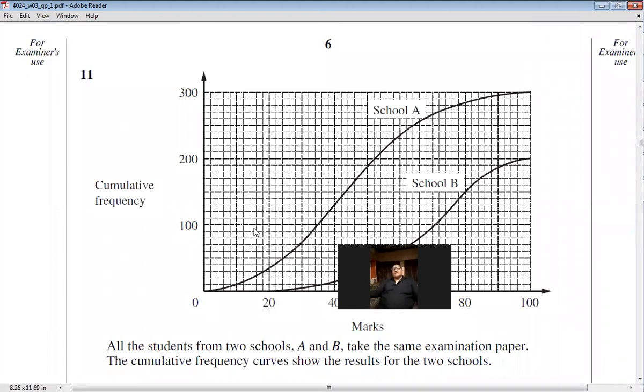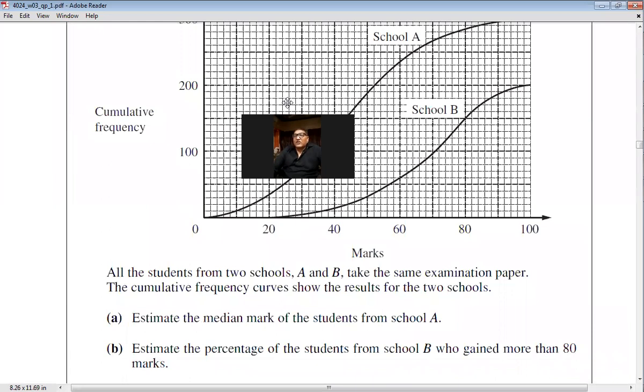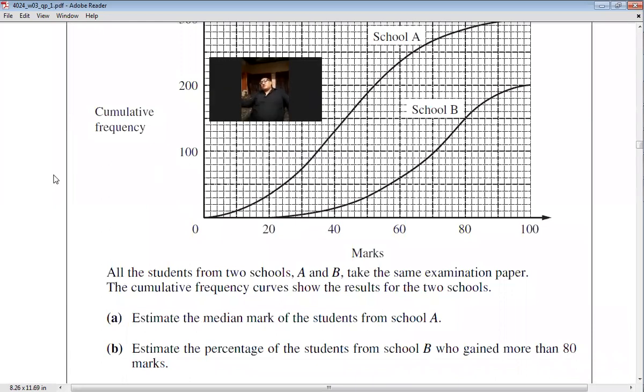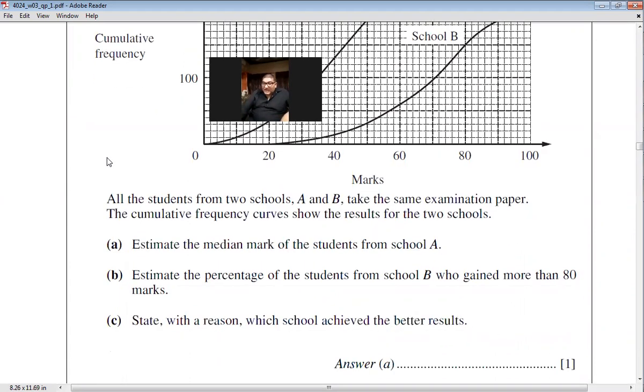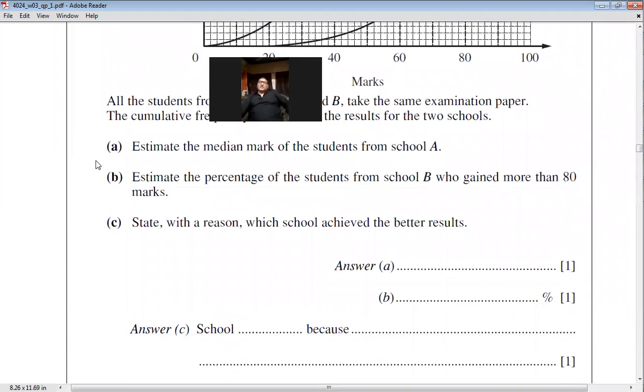Question number 11 is the cumulative frequency curve. And you can see here they have shown all the students. It says that all the students from the 2 schools A and B take the exam, same examination paper. The cumulative frequency curve shows the results of the 2 schools. Estimate the median mark for the student from the school A. That's the first part. Let me read all of them, and then we go to the question.